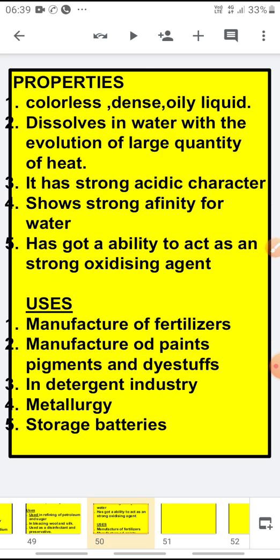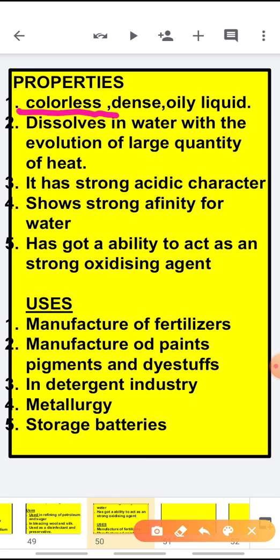Now see children, coming to the properties, you all must have seen sulfuric acid in the laboratory. It is a colorless liquid but is dense like an oil. So, sulfuric acid is a colorless, dense, oily liquid. You all must have seen it in the laboratory.